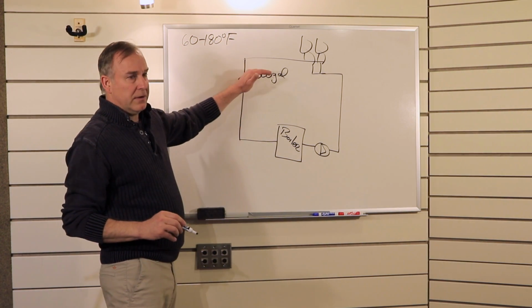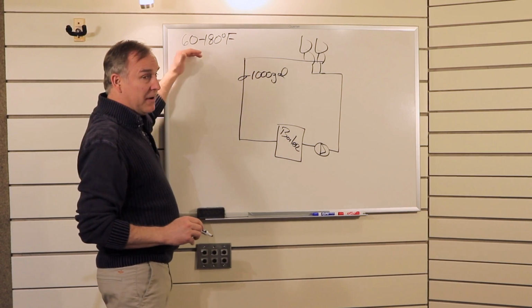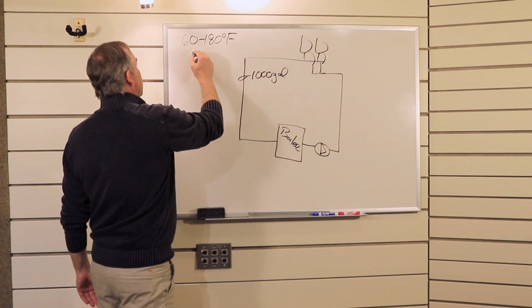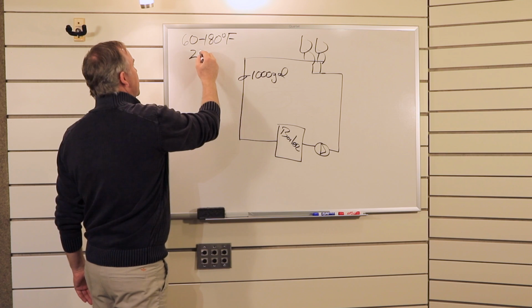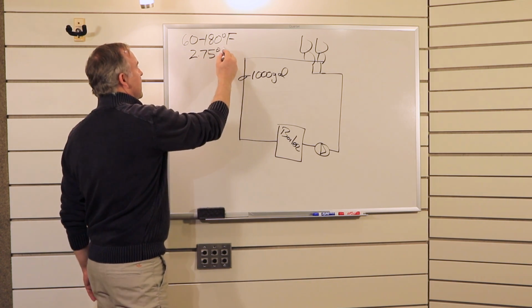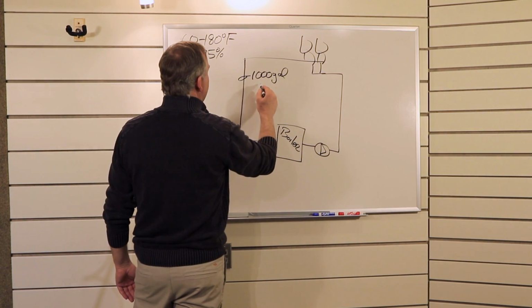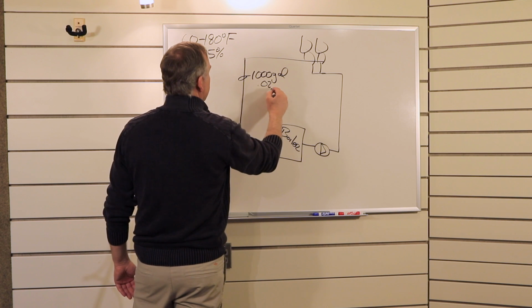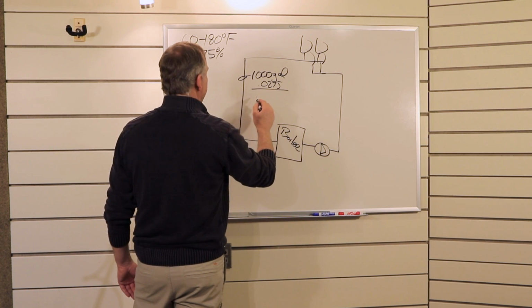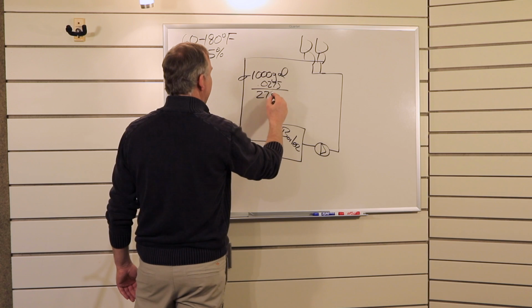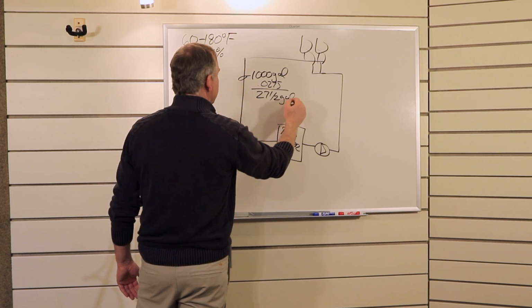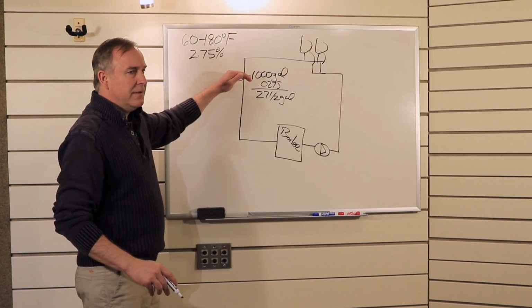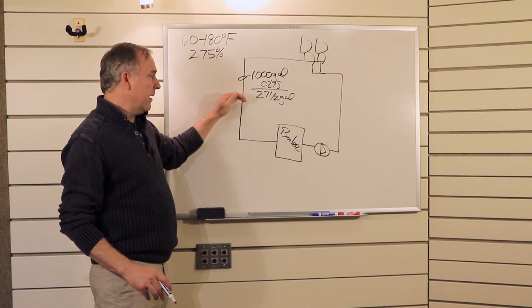Well, what happens to that water? It's going to expand. About how much? When you heat water from 60 to 180, it expands about 2.75%. So if we take this 1,000 gallons of water, we multiply it out by 2.75%, that's 27.5 gallons of additional water that we'll have when the system gets heated up.